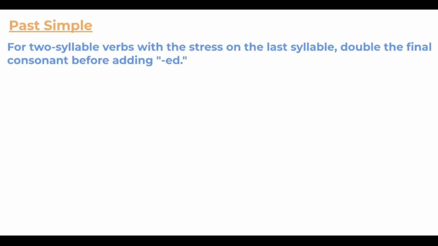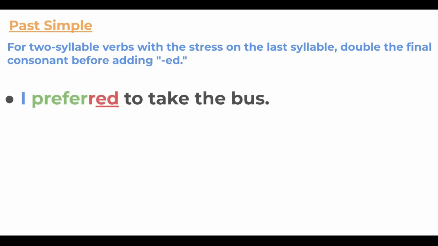Okay, another rule for two-syllable verbs, so two beats, like a clap. You can think about it like clap, clap. For two-syllable verbs with the stress on the last syllable, so the emphasis on the last syllable, double the final consonant before adding -ed. Oh, okay, so it's the same rule as before. For example, I preferred to take the bus. Preferred. So the stress is on the R section, the second syllable, if you like. I preferred to take the bus.